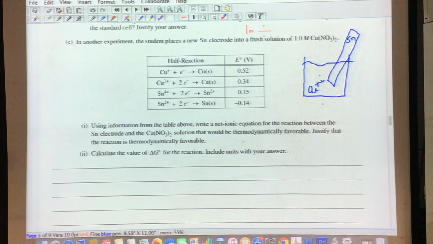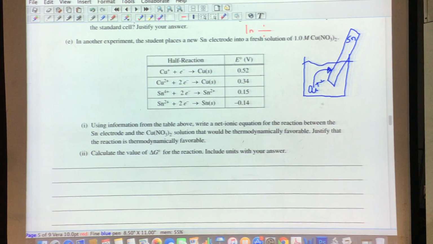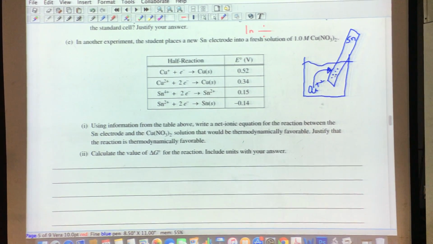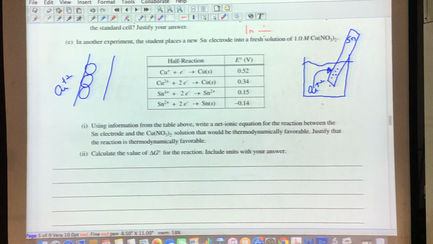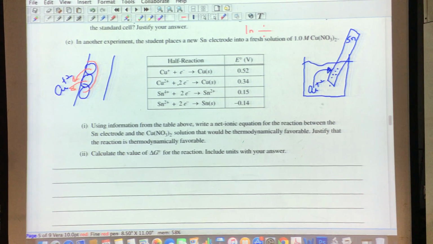Okay, so we know the tin is going to oxidize. We know the copper is going to what? Get reduced. Same reactions occur, so the copper is going to plate the tin, correct? If you look carefully, here are the tin atoms who have electrons. Here's the copper plus 2. The electrons are going to flow to the copper. The tin is going to become aqueous and leave, and then the copper plates. Now, using the information above, write a net ionic equation for the reaction between the tin electrode and the copper that would be thermodynamically favorable.